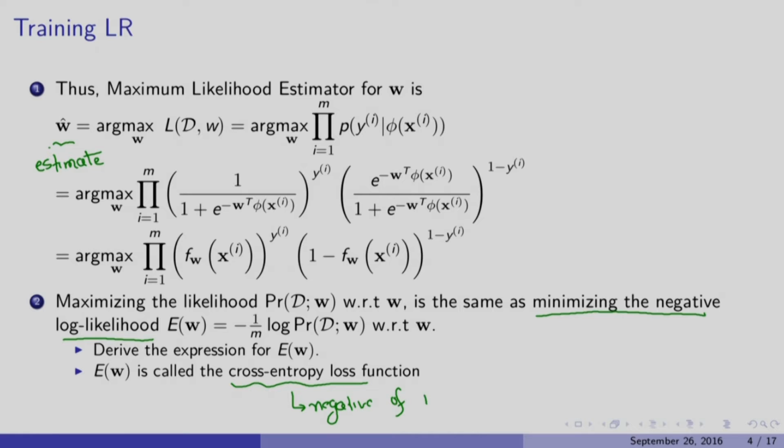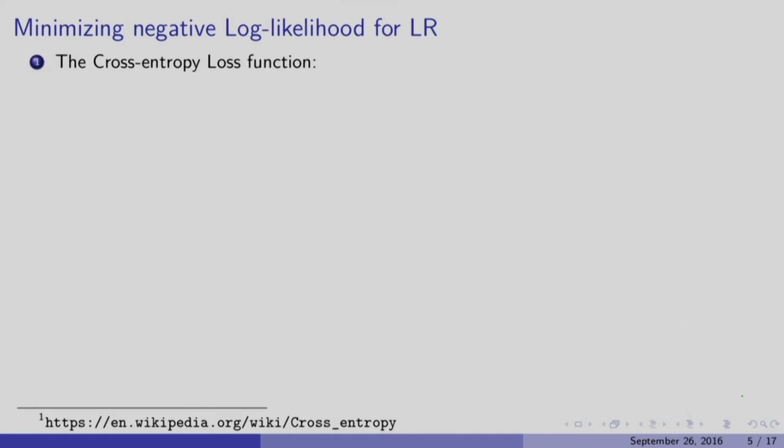So this cross entropy loss function is negative of a monotonic increasing transformation of likelihood. So what does it look like?